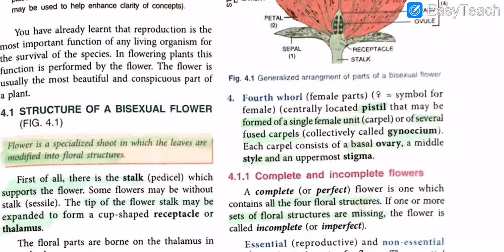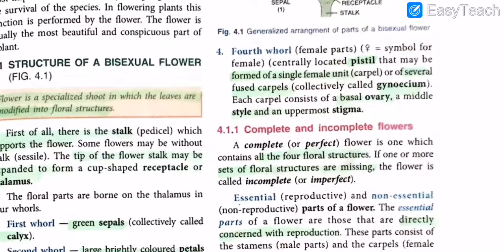Then you have the fourth and last whorl, which is the most protective whorl of all, where the fertilization basically happens, where the fusion of the male and the female gametes happens. That is the female parts. The symbol for female is this, and it's a centrally located pistil that may be formed out of a single female unit, that's a carpel, or of several fused carpels.